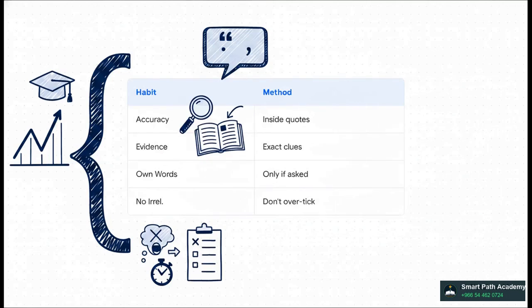Let's take a quick mental snapshot of these 4 Cambridge-style habits. First, accuracy. Always place your punctuation inside the quotes. Second, evidence. Use exact clues straight from the text. Third, own words. Only do this when they specifically ask you to. And finally, no irrelevant detail. Don't tick too many boxes or write extra rambling sentences. If you lock these habits down, you're going to confidently navigate any reading or writing test they throw your way.